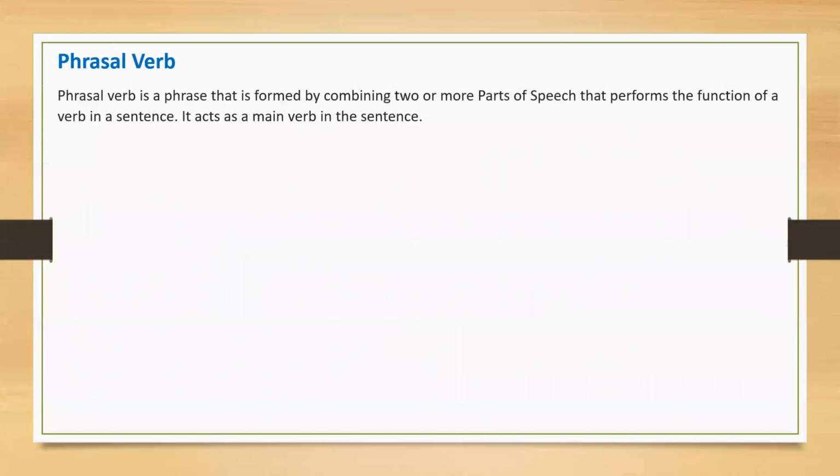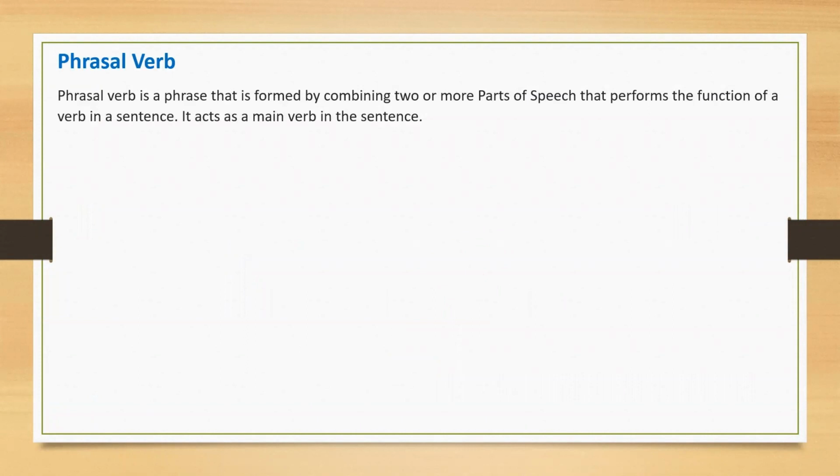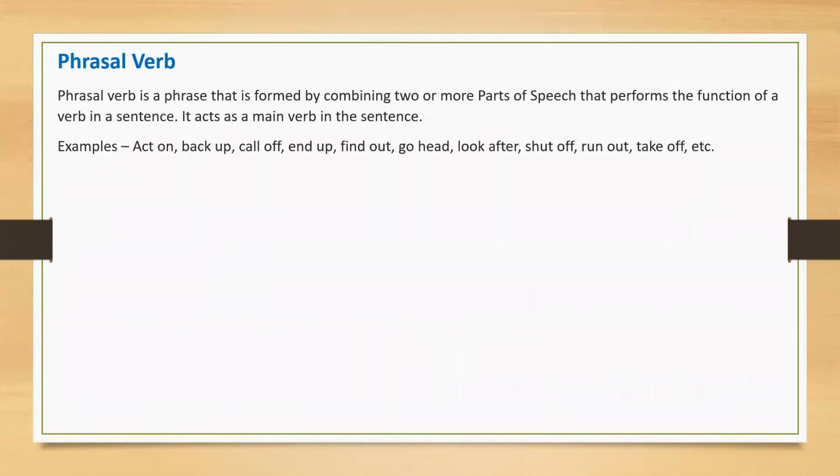Phrasal verb. A phrasal verb is a phrase that is formed by combining two or more parts of speech that performs the function of a verb in a sentence. It acts as a main verb in the sentence. Examples: act on, call off, go ahead, look after, take off, etc.